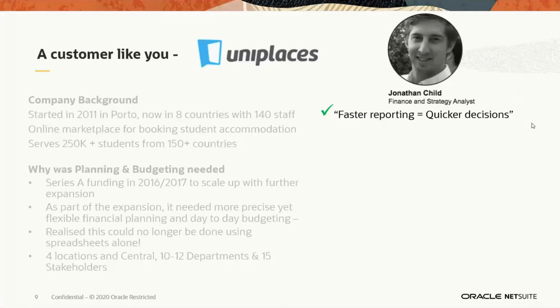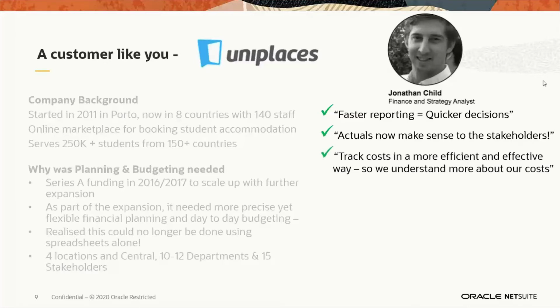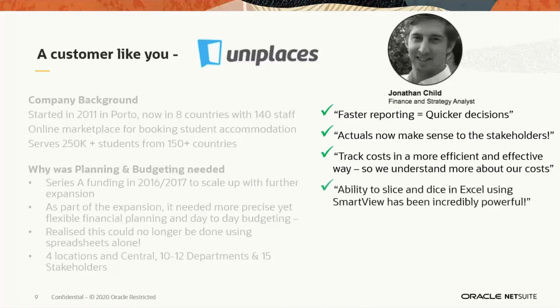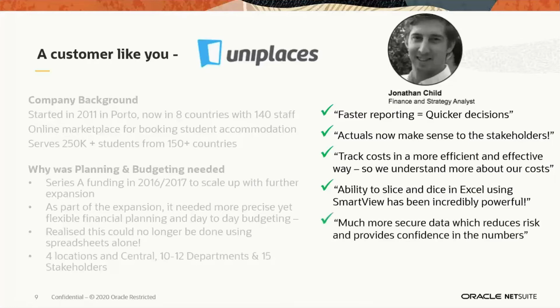Faster reporting equals quicker decisions. Actuals now make sense to stakeholders, which I think is probably the most powerful statement in this line here. They're able to track costs in a more efficient and effective way so that they're able to understand more about their costs. The ability to slice and dice in Excel using SmartView has been incredibly powerful. There's much more secure data, which reduces risk and provides confidence in the numbers. And then finally, it's much easier for Jonathan and his team to do their jobs.